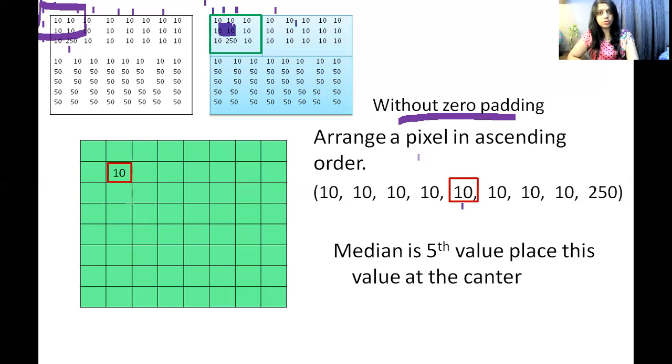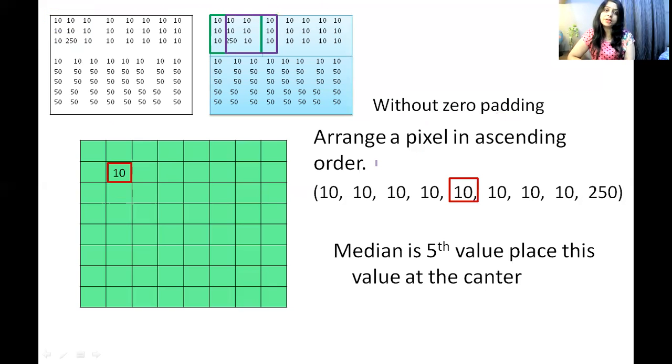Shift the mask towards the right. Then again repeat the same procedure. Again arrange it in ascending order. Again you will find all 10 and only 250, so again the median value is 10. So again you can replace this middle pixel value by 10. Then again shift it towards the right and repeat the procedure. In this mask there are all 10s, so you will get 10 again as the median value.